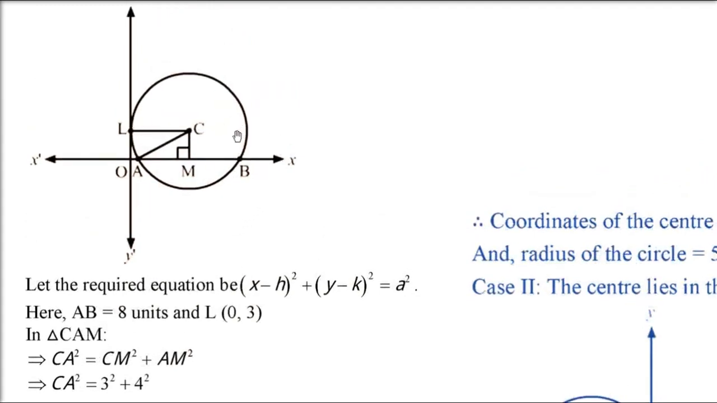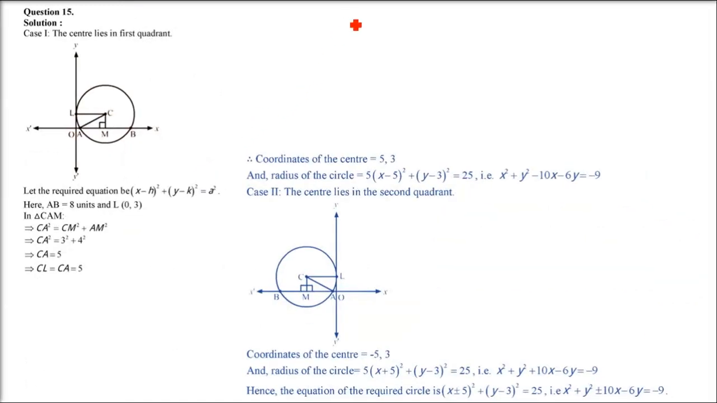So let us take the first scenario. It is touching the y-axis. This circle is touching the y-axis at L, and it is making an intercept at A and B. That is, AB is the chord of this circle, and this AB is clearly given as 8 units. The circle is touching at L, and this is (0, 3), and this intercept length is 8. So what we will do?